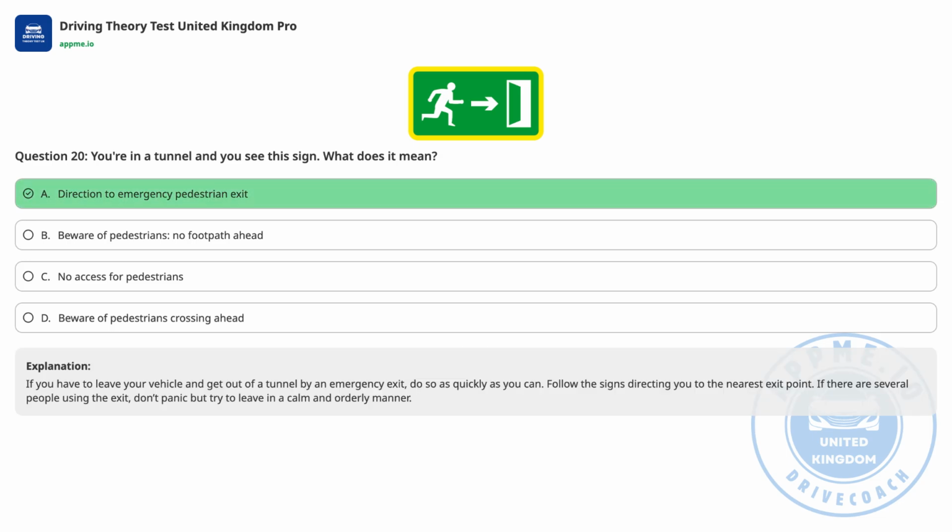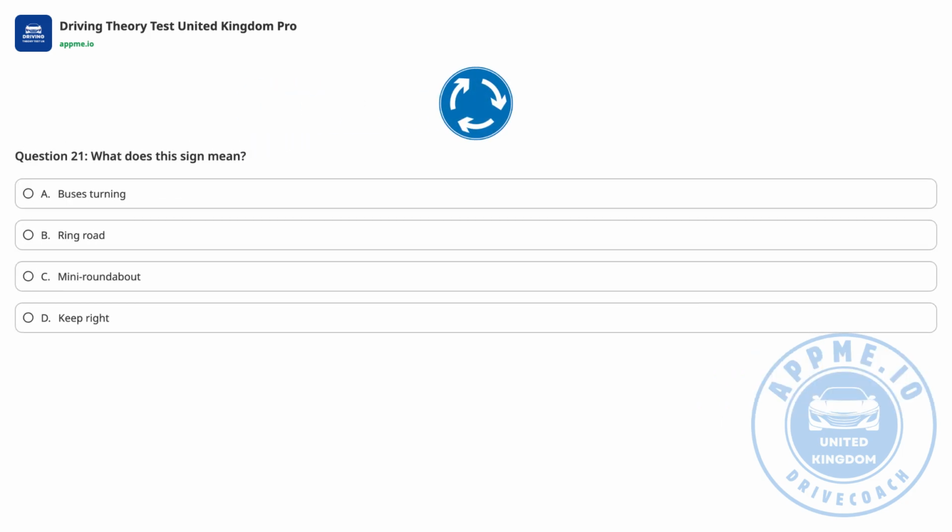The correct answer is A. Question 21. What does this sign mean? A. Buses turning. B. Ring road. C. Mini roundabout. D. Keep right.